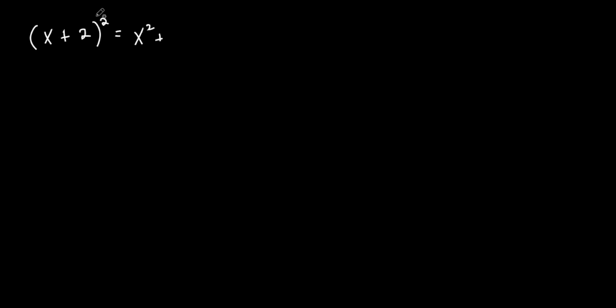Remember, first, outside, inside, last, right? What's the last going to be? Plus 4. Okay? What's the middle going to be? Remember that? You take the two ends, you multiply them together, which is 2x, and then you double it. So what's the middle going to be? 4x. All right?